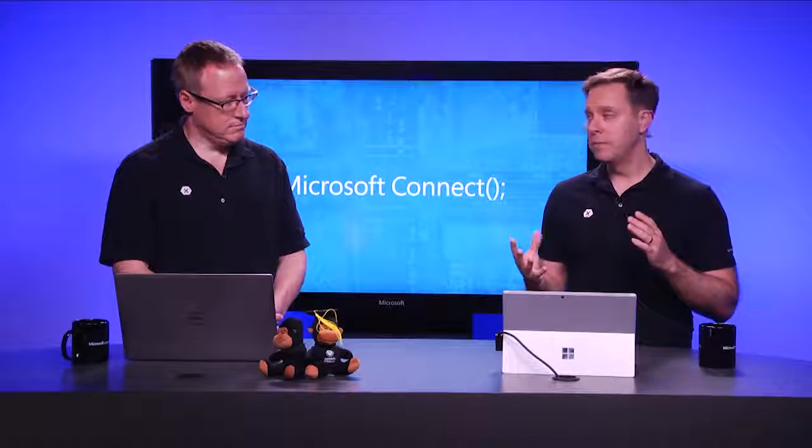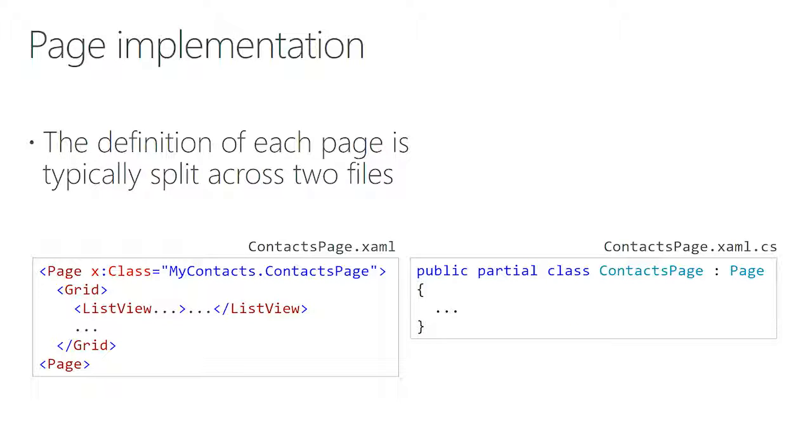And also, I want to talk just a little bit about how we build the pages. The pages are typically built in XAML for our UI, and they're comprised of two files. So we're going to have the XAML file, where we'll do our UI definition, and then we'll have our associated code behind file, where our behavior might go.